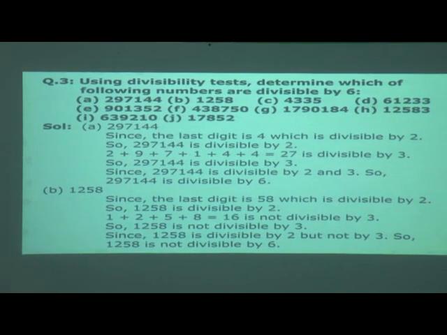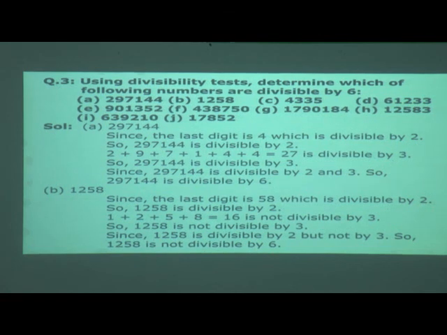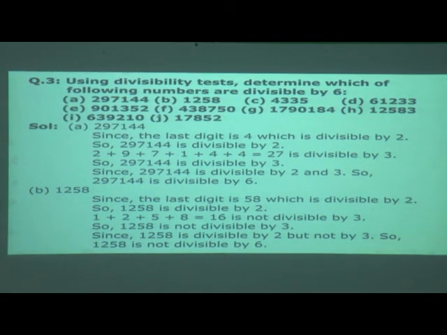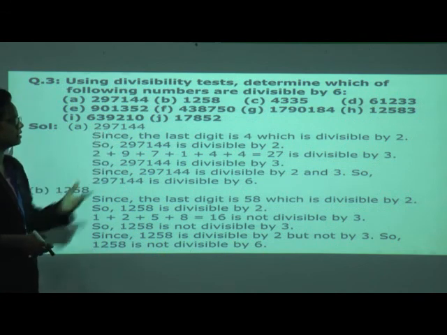Using the divisibility test, determine which of the following numbers are divisible by 6. A few numbers are given, and we have to find out whether each number is divisible by 6 or not.